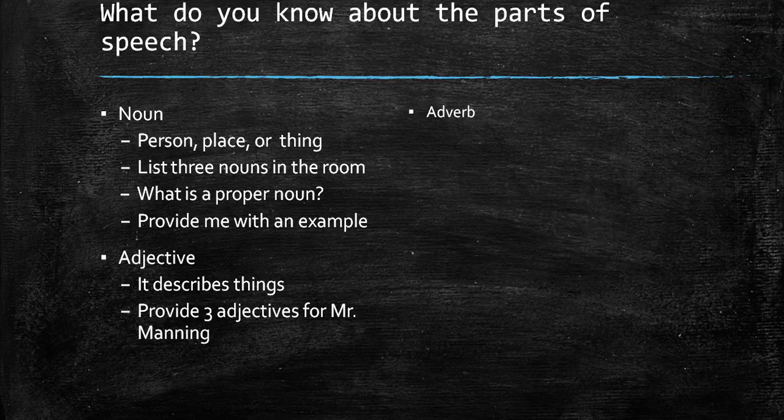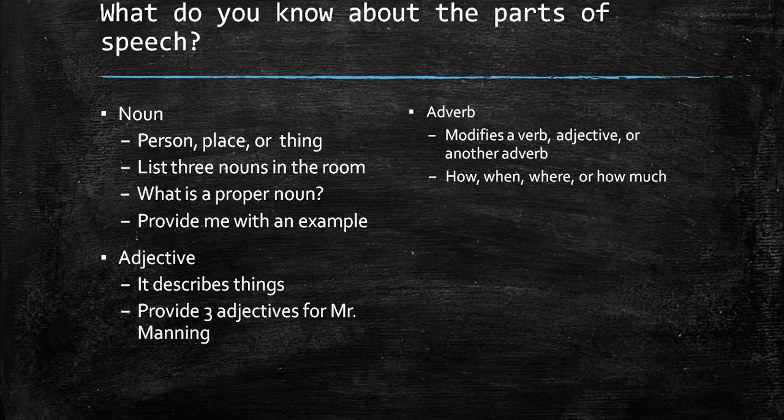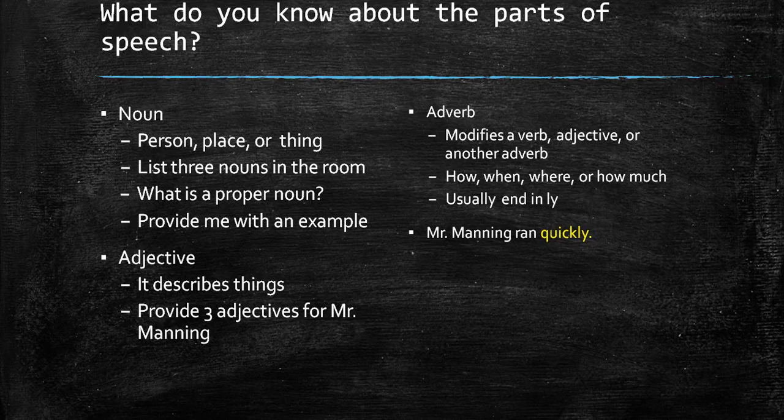The adverb, which is our third part of speech that we'll look at, answers several questions. How, when, where, or how much. And in this context, it modifies a verb, adjective, or another adverb. So let's take a look at a couple examples here. It usually ends in ly. And if we look at the sentence, Mr. Manning ran quickly, the word quickly tells us how Mr. Manning ran. So this is the how.